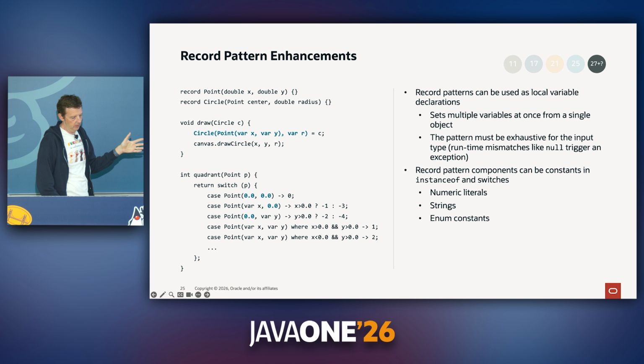Another feature here is when you are doing a test, sometimes you want to test based on a particular value rather than a type. And so we'd like to add numeric literals, strings, enum constants, being able to use those directly within the pattern and just say, I expect this specific value, and if it doesn't match, that's not a match for the pattern.